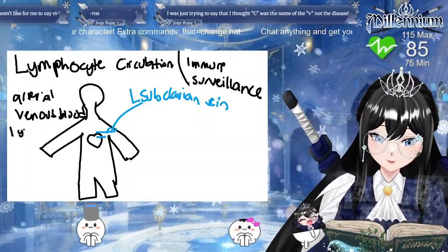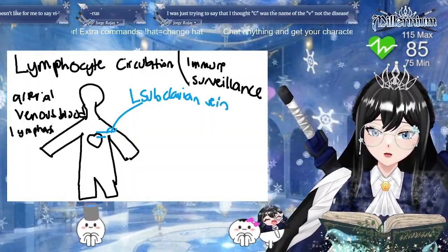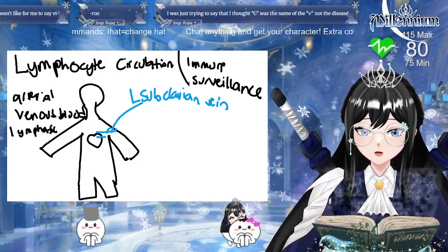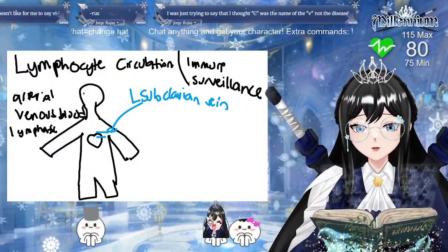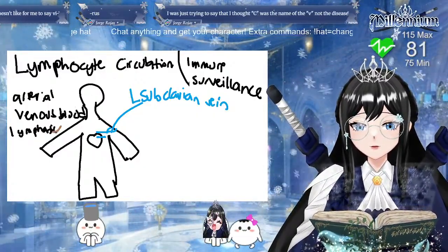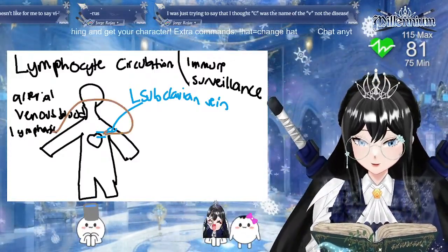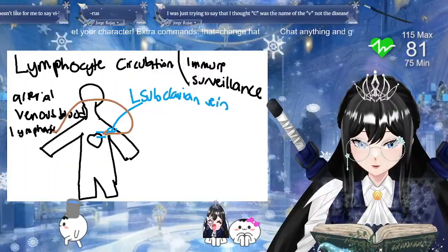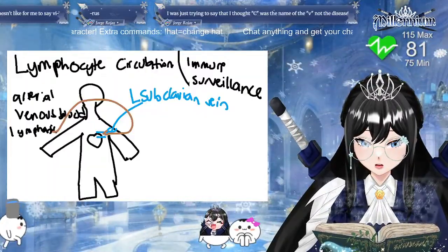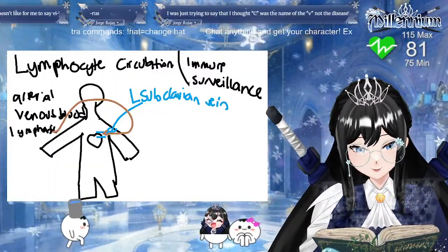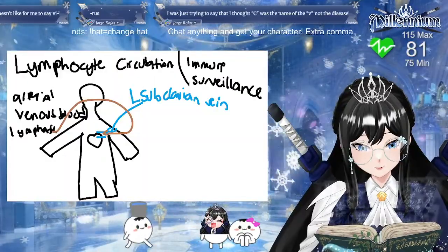And then you have the lymphatics. The lymphatic stuff will go back inside through the subclavian vein. Right? Yeah, enter lymph nodes.